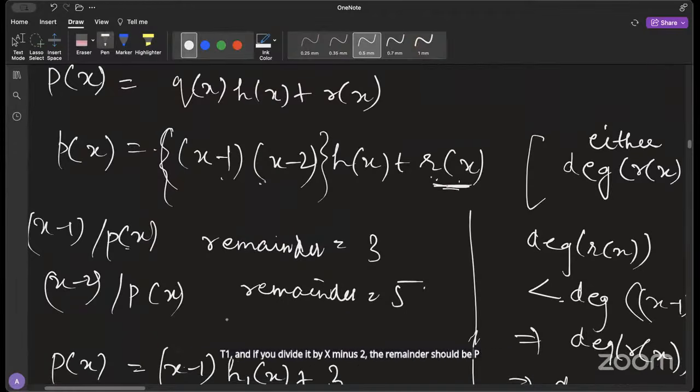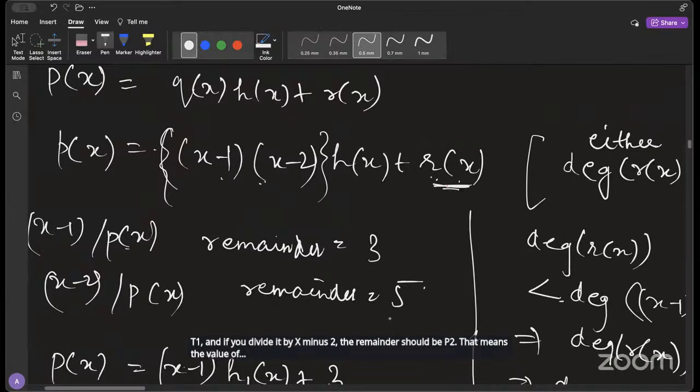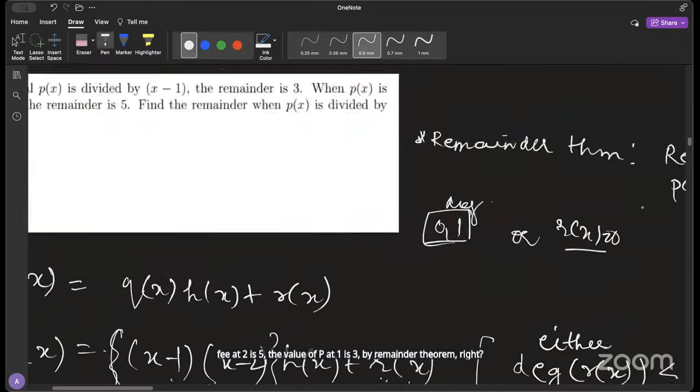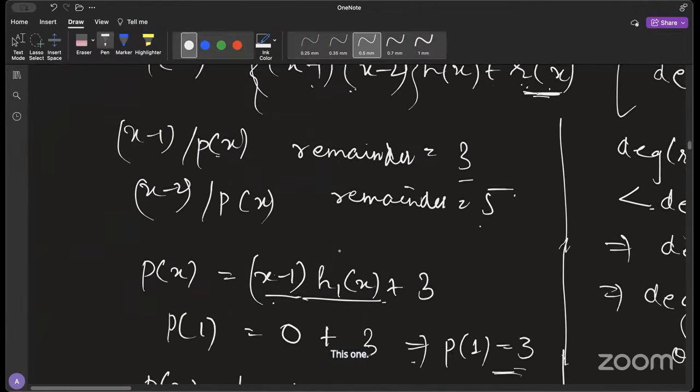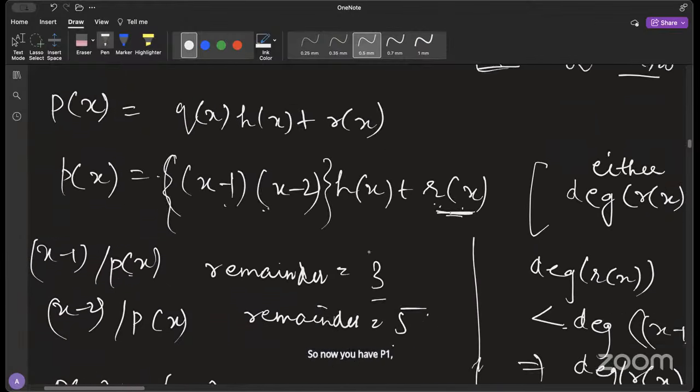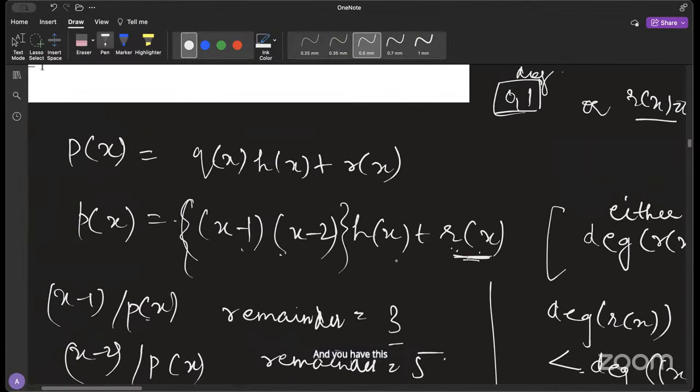That means the value of P at 2 is 5. The value of P at 1 is 3 by the remainder theorem, right? By this theorem that we discussed here. So now you have P1, you have P2, and you have this thing.